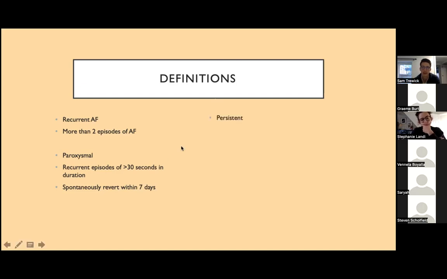Can anyone guess what persistent might mean? There all the time for more than 7 days constantly. Yeah, all right. So it fails to self-terminate within the 7 days. And then you've got this term long-standing persistent AF. Yeah, that's right. So persistent is greater than 7 days, less than a year, with long-standing persistent AF being AF for longer than a year.